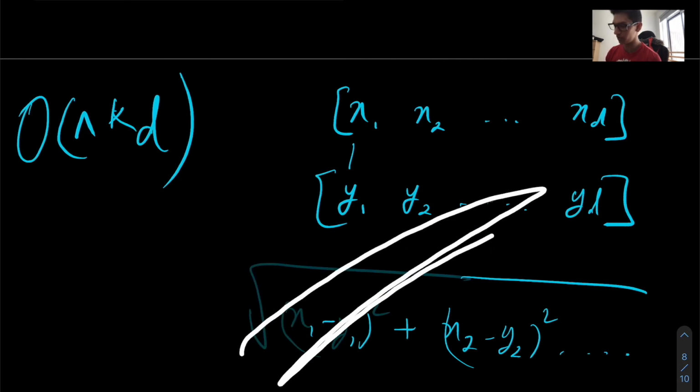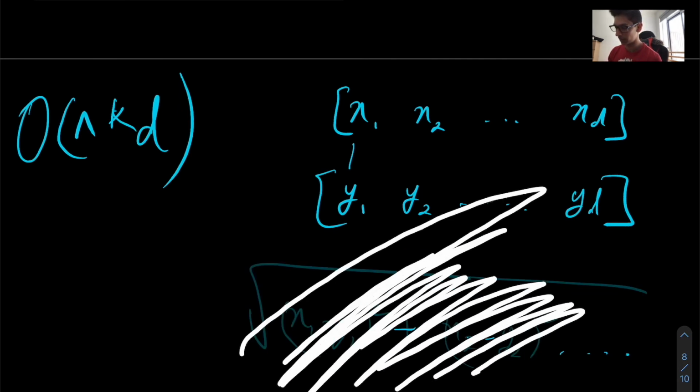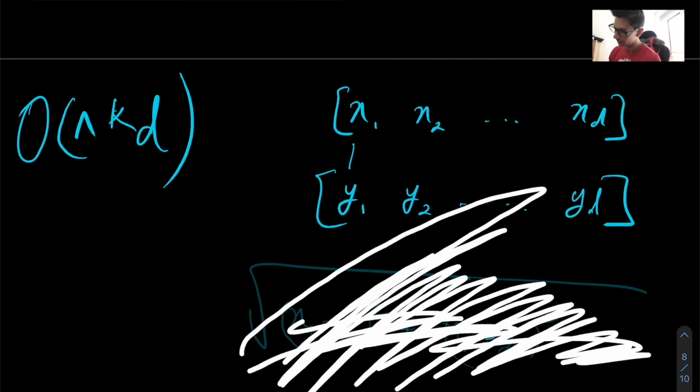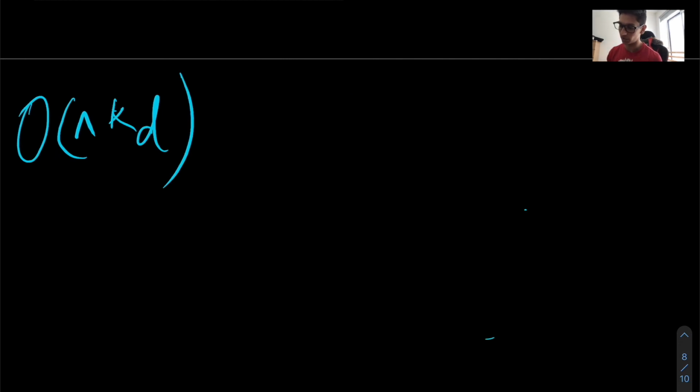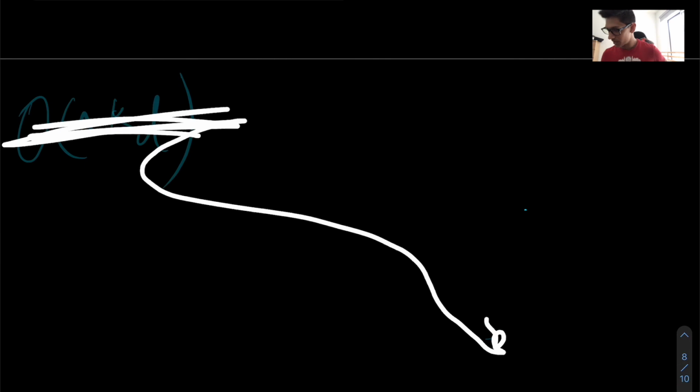You can make this more efficient by using something like principal component analysis to reduce the dimensionality. So in effect, you're just reducing d, which will make this algorithm run faster. Yeah, so that's pretty much it.